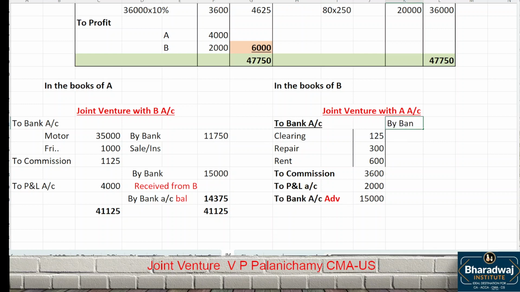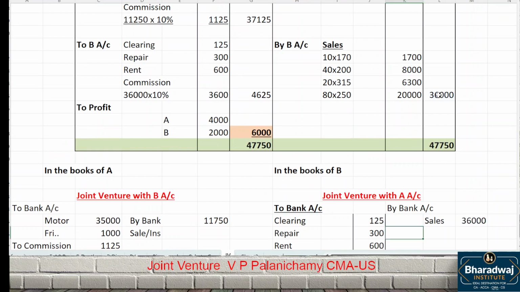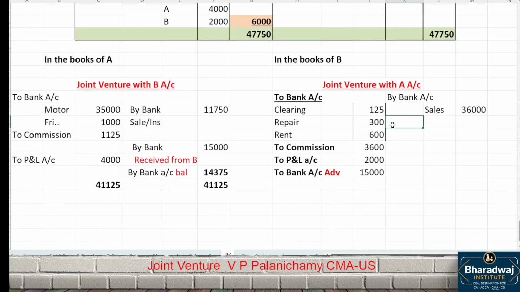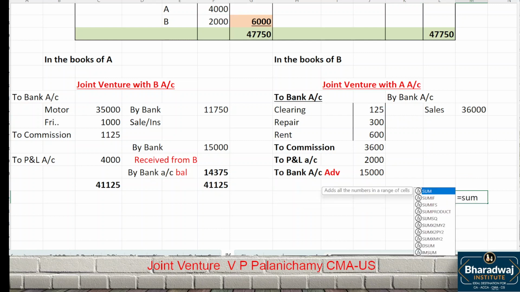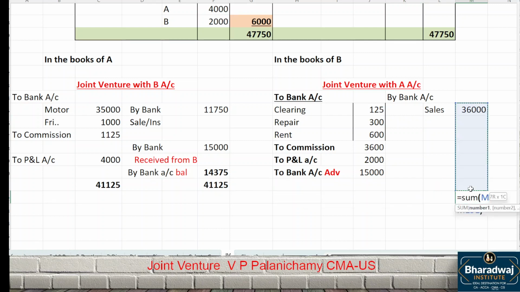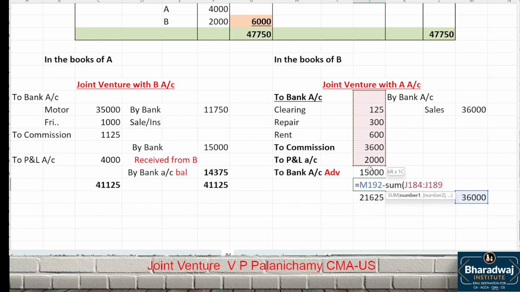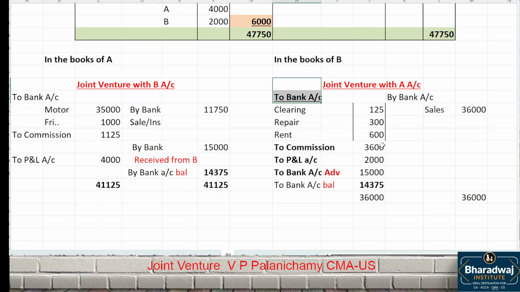Then by bank account, what are the sales? Sales made by us, total sales. All these total 36,000. When you tally, you should get the same amount. As a balancing figure, how much will you get? The balance money payable: 36,000 minus all these amounts. 14,375 we will pay. To bank account, the balance paid. What is the balance paid? 14,370.